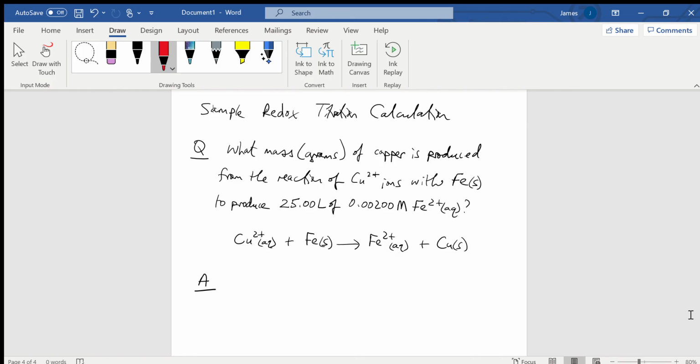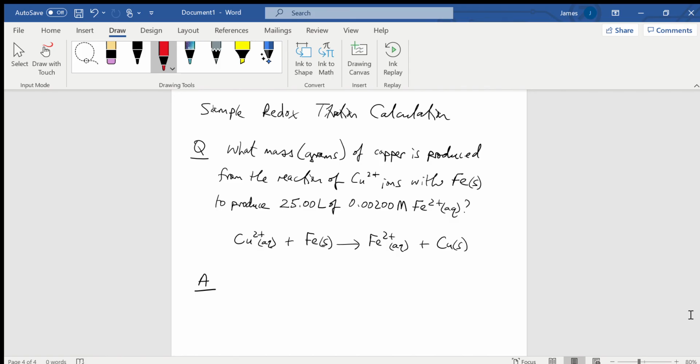So here's a calculation already prepared for us. What mass in grams of copper is produced from the reaction of copper 2 ions with iron solid to produce 25 liters of a 0.002 molar iron 2 solution? We're given an equation, so that's great. We inspect the equation, it's already balanced. We have one copper on both sides of the equation, we have one iron on both sides of the equation, and we have +2 charges on both sides of the equation.